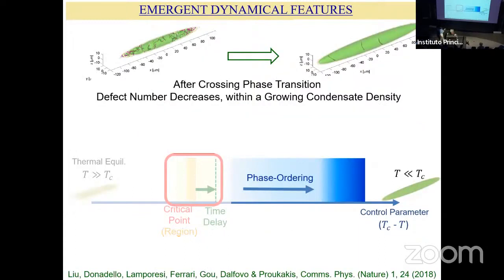So now we've crossed the phase transition. We have created a very non-equilibrium state. And the question is, how does that relax? What's going to happen is all these vortices, or all these defects, will have to untangle, and we have to get this largely coherent system that forms at the end.